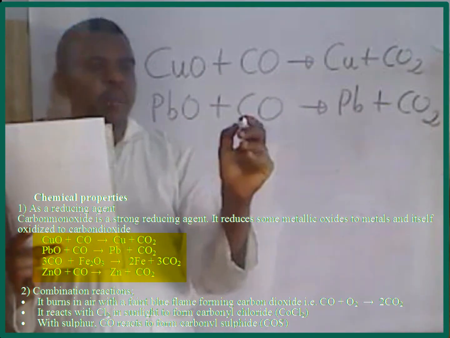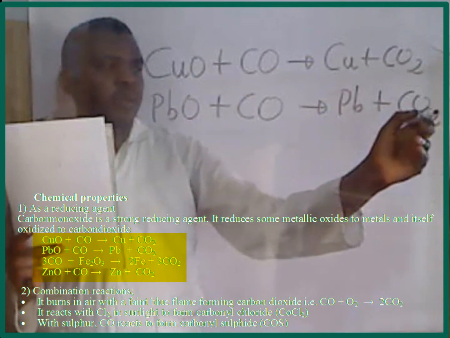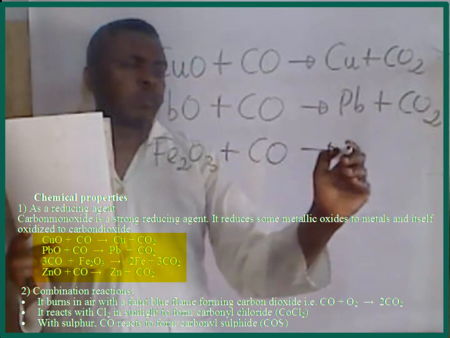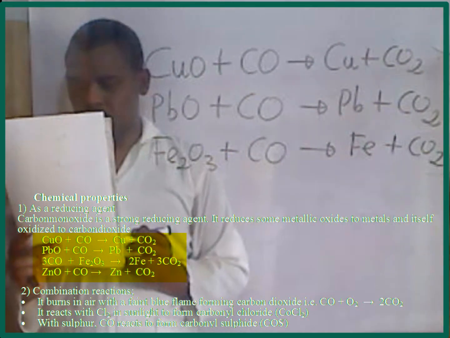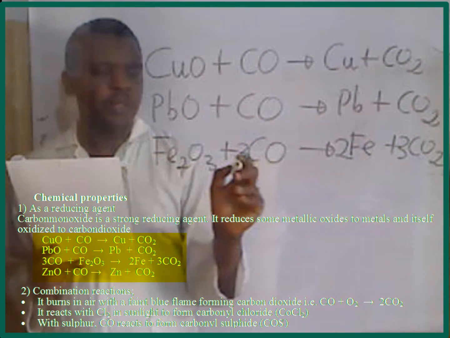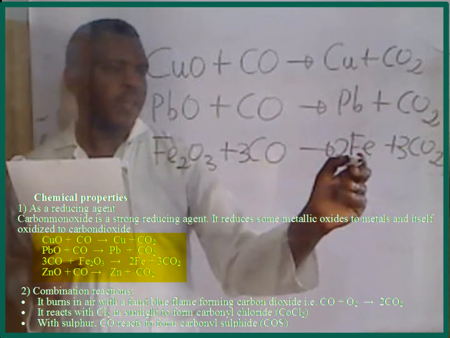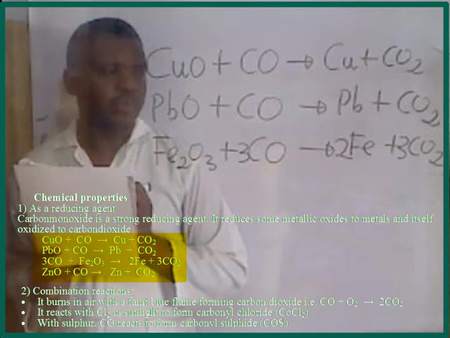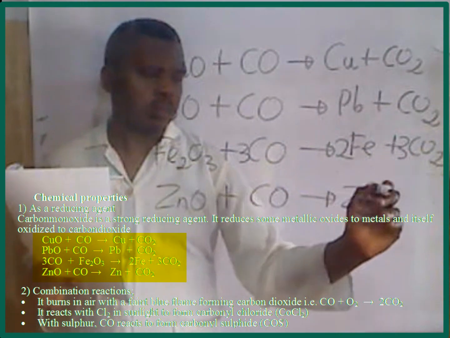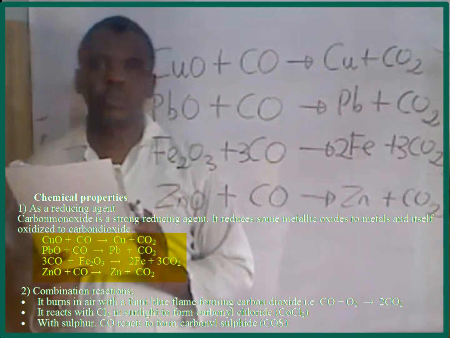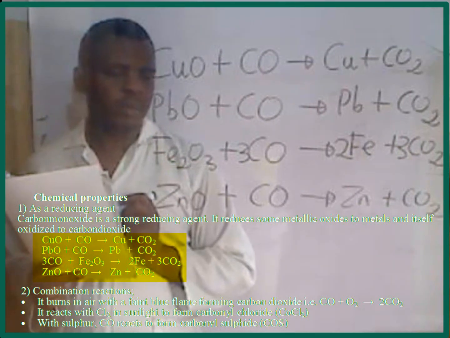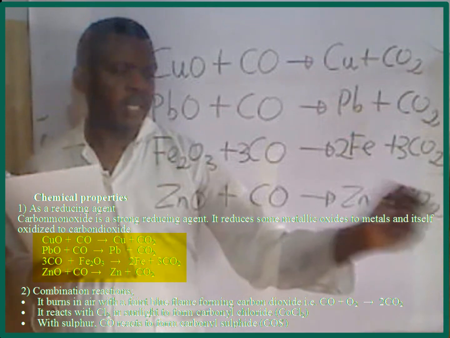Lead oxide is reduced by carbon monoxide to give lead and carbon dioxide. Iron(III) oxide is reduced by carbon monoxide to give iron and carbon dioxide. Zinc oxide is reduced by carbon monoxide to give zinc, and carbon dioxide is produced.